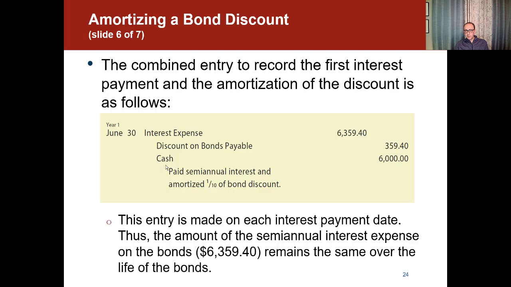So we start with the cash, which is the easy part to start with. We take the face value of the bond multiplied by the interest rate multiplied by half, and that will be the $6,000. And then we also did the calculation for the discount on bonds payable, where we got the $3,594 divided by 10, and that turns out to be $359.40. And we get the total here, and that would be our interest expense. So this entry is made on each interest payment date. Therefore, the amount of that semi-annual interest expense on the bond, which is the $6,359.40, remains the same over the life of the bonds.